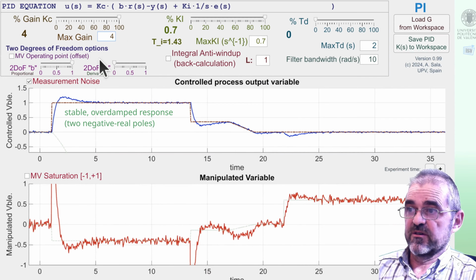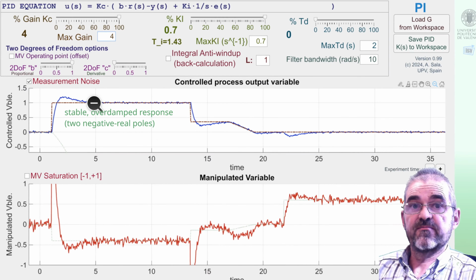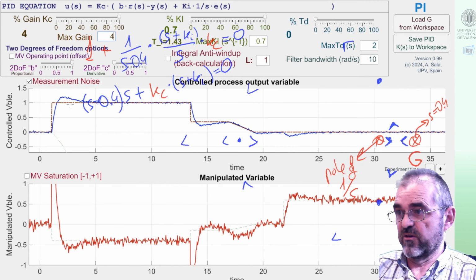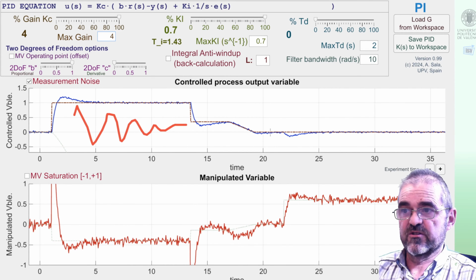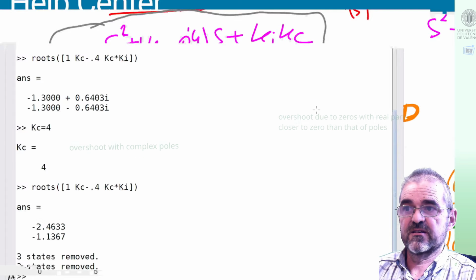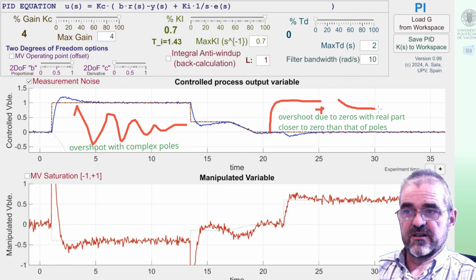So the thing is that now the response is not oscillatory, but there are zeros apart from poles that are causing this overshoot, but this is not an overshoot from this kind of oscillation, but just something like this, plus another exponential like this.